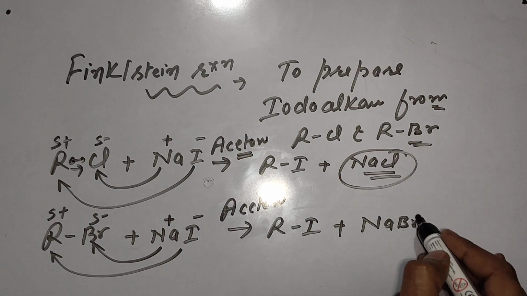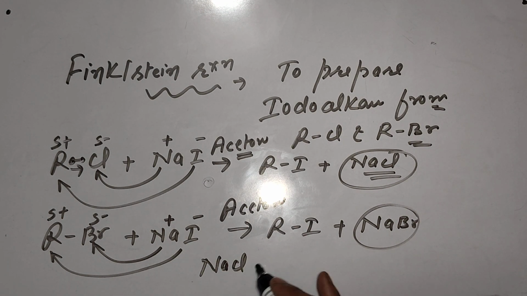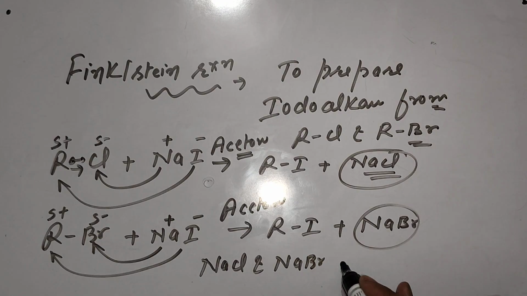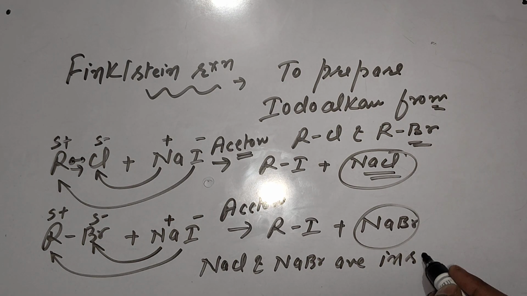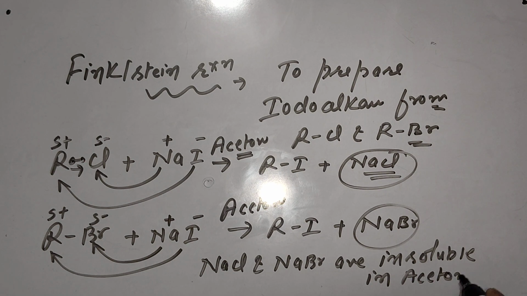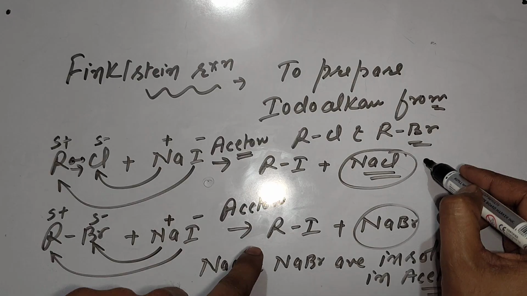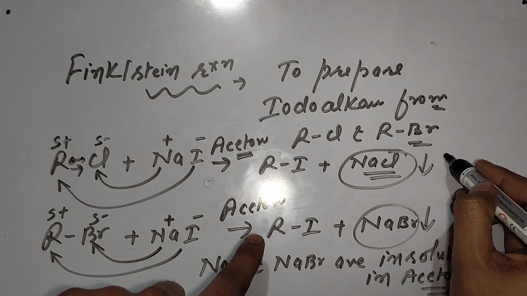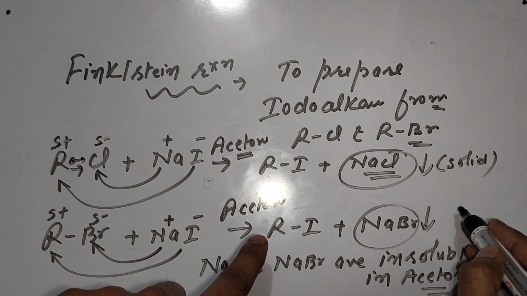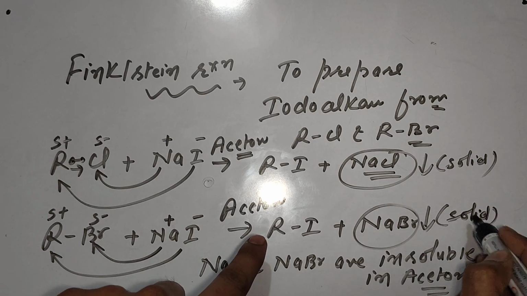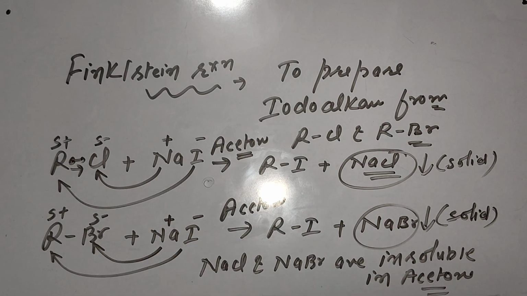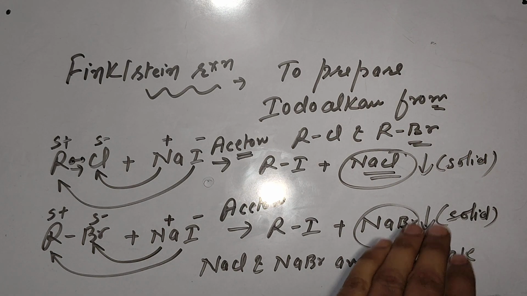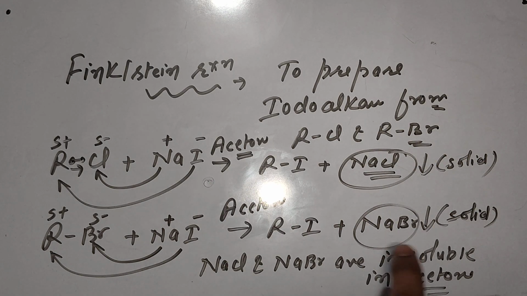Now NaCl and NaBr are insoluble in acetone. These side products are insoluble in acetone. That's why they will precipitate out or settle down in the form of solid particles. So we can easily separate them out. During the reaction, solid particles will generate and they will settle down, and we can easily separate them from the final product mixture.